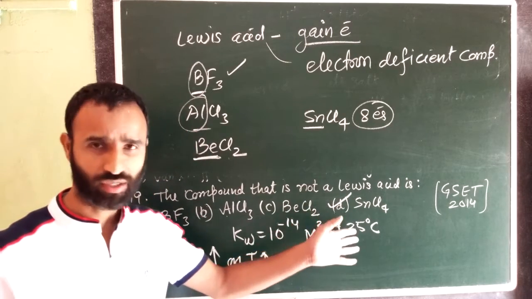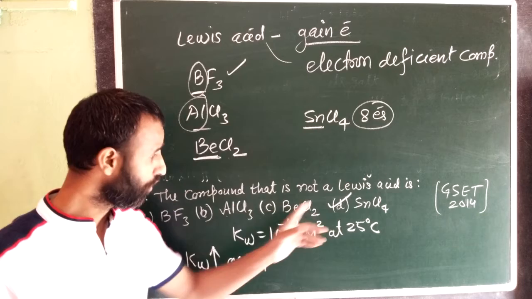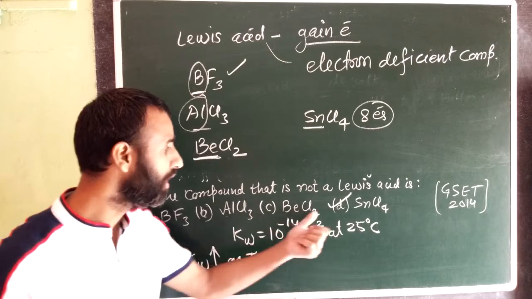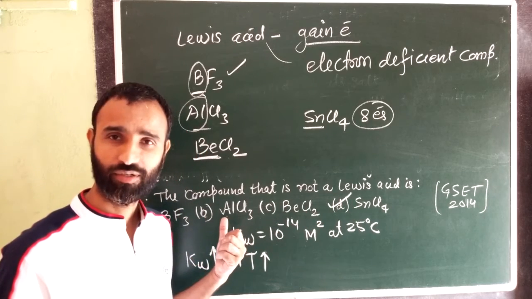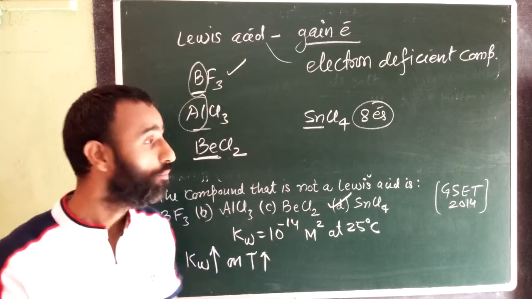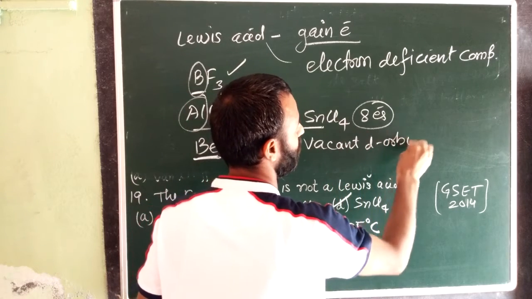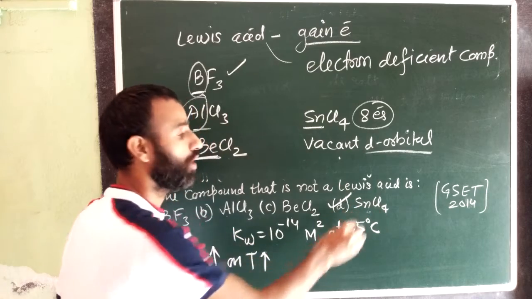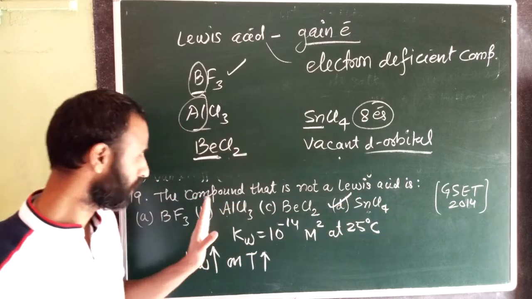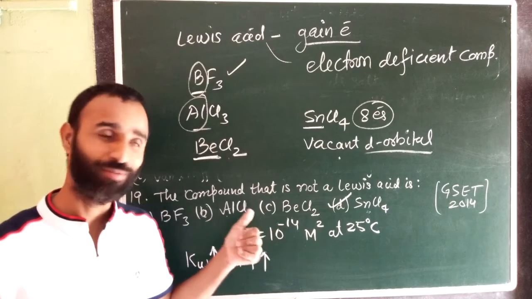Might be this question was cancelled by the GSET committee, but if it is true, then only SnCl4 we can write. Otherwise they are definitely all Lewis acids. But in this case octet is complete, so we can consider it. But because of vacant d orbital, it can accept electron here, so it is also a Lewis acid. Might be this question was cancelled by GSET, but GSET 2014 this question came. Okay, just note down.